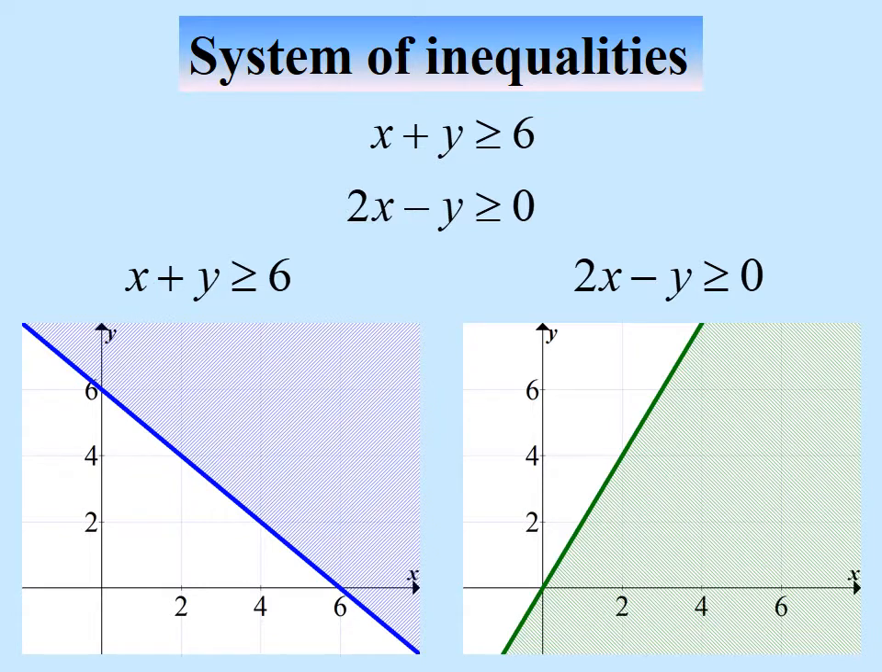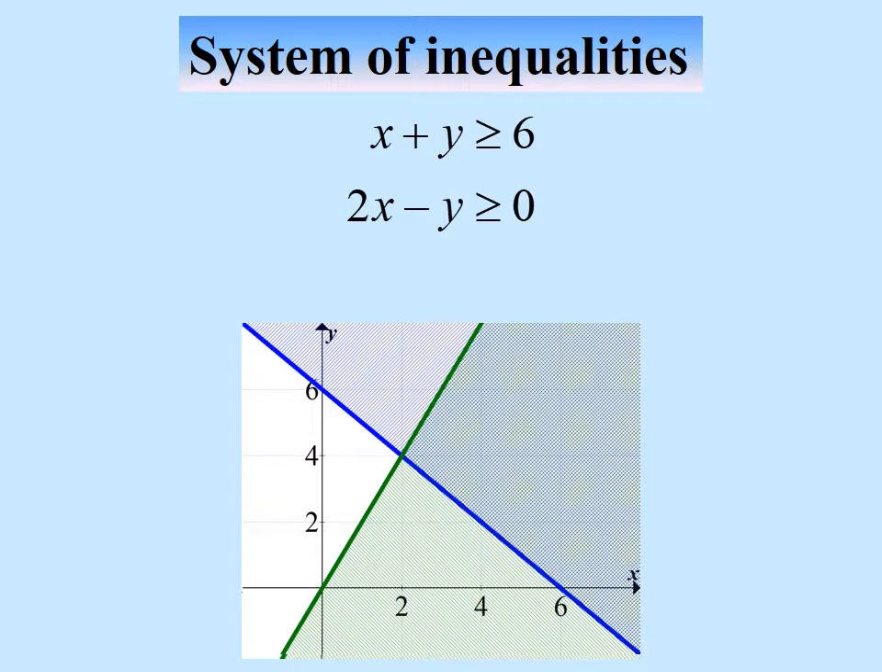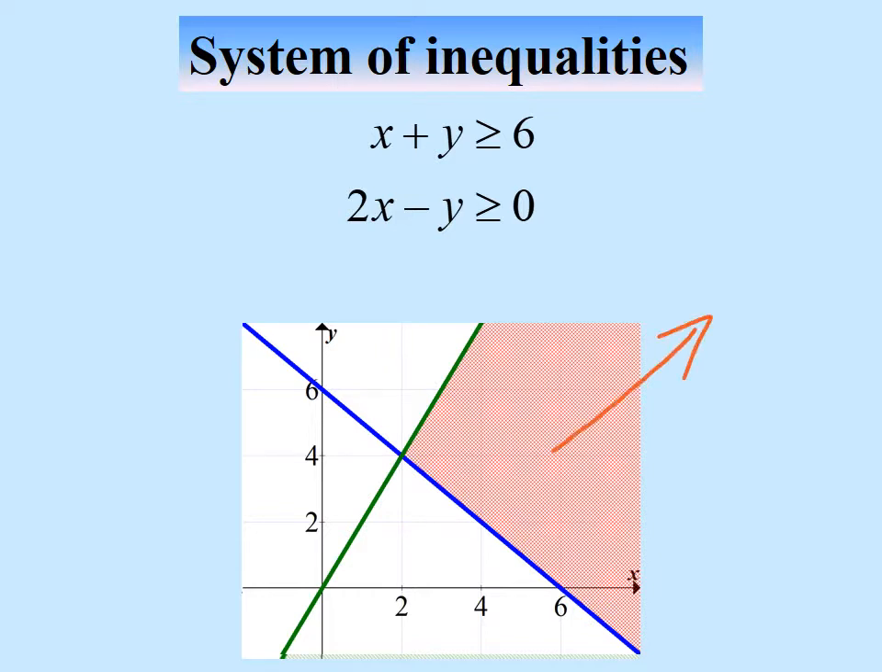Now if we blend those two together, the part where they overlap is our solution. This is called an unbounded region because it goes forever.